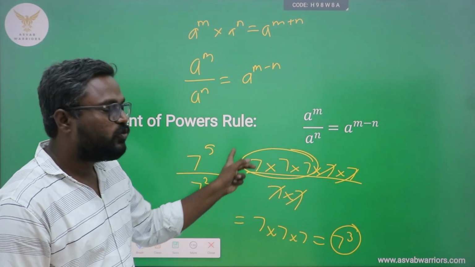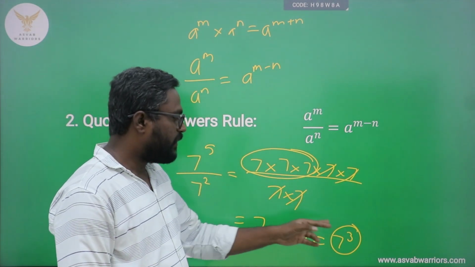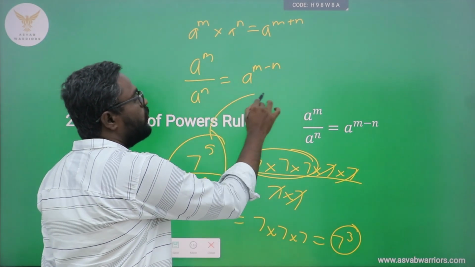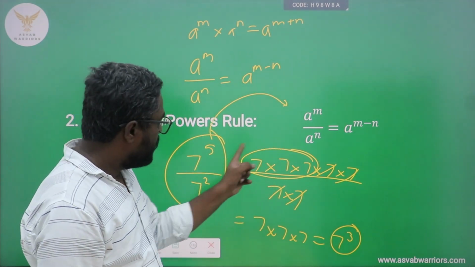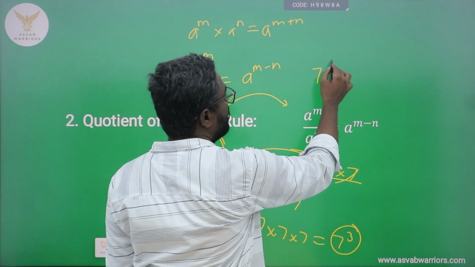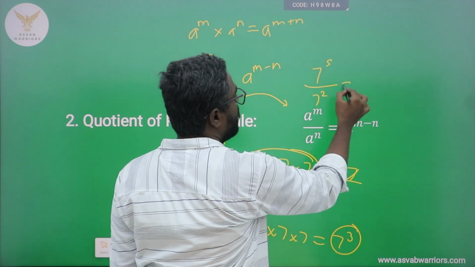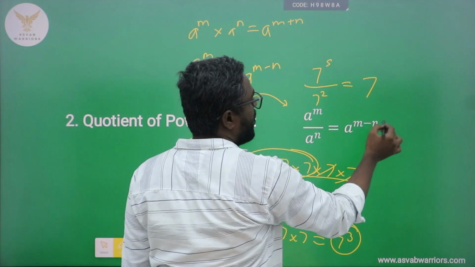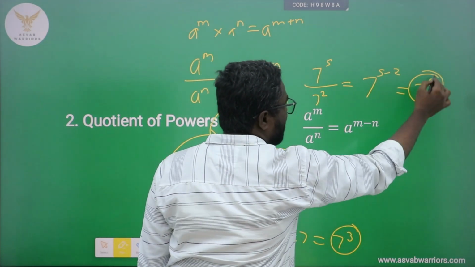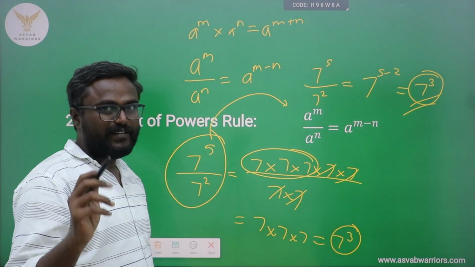So I had to do so many operations in order to get to this answer. So that is why, in order to reduce our efforts, we can use this identity, or this rule. So it says 7 to the power 5 over 7 to the power 2 is nothing but 7 to the power m minus n, which is 5 minus 2, which is 7 to the power 3. I hope you guys understood this.